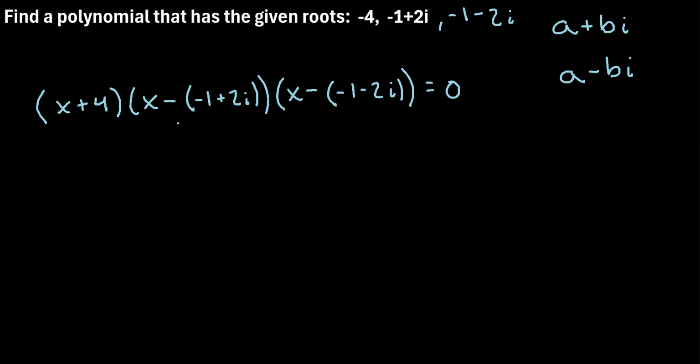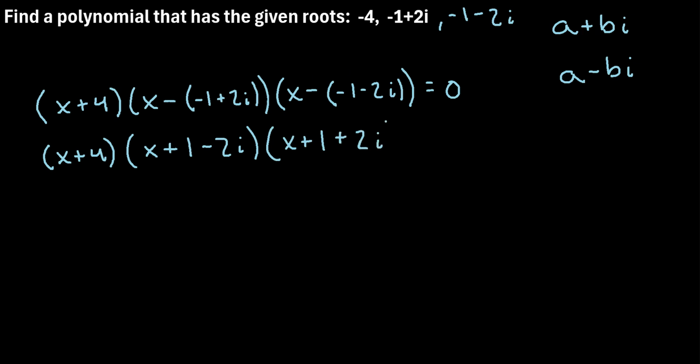It looks a little daunting, but the trick is that there will be some terms that cancel out between these parentheses with the complex numbers. So let's focus on these parentheses first. I'll just rewrite the x plus 4. We get x minus a -1, that's x plus 1, and then minus 2i. And then in this parentheses, we have x minus -1, so x plus 1, and then minus a -2i, that's plus 2i, is equal to 0.